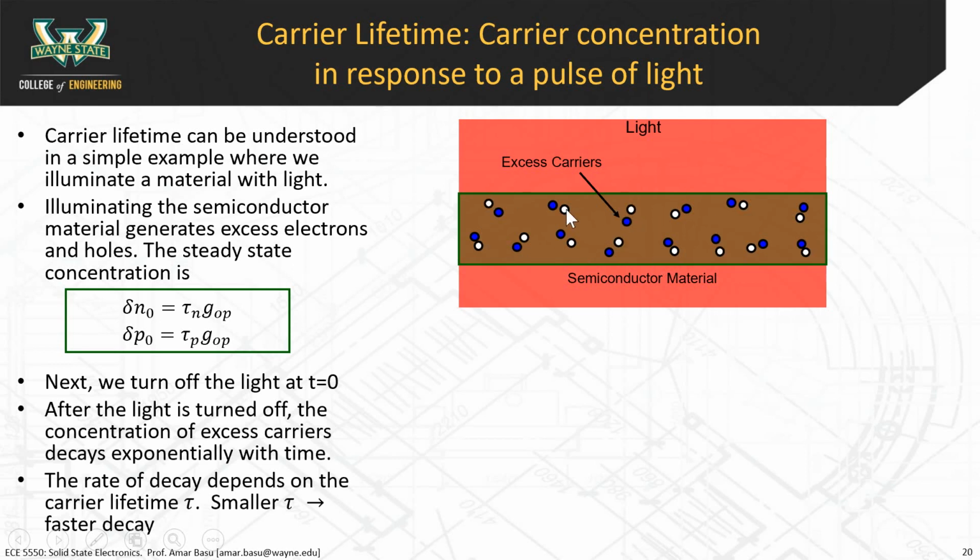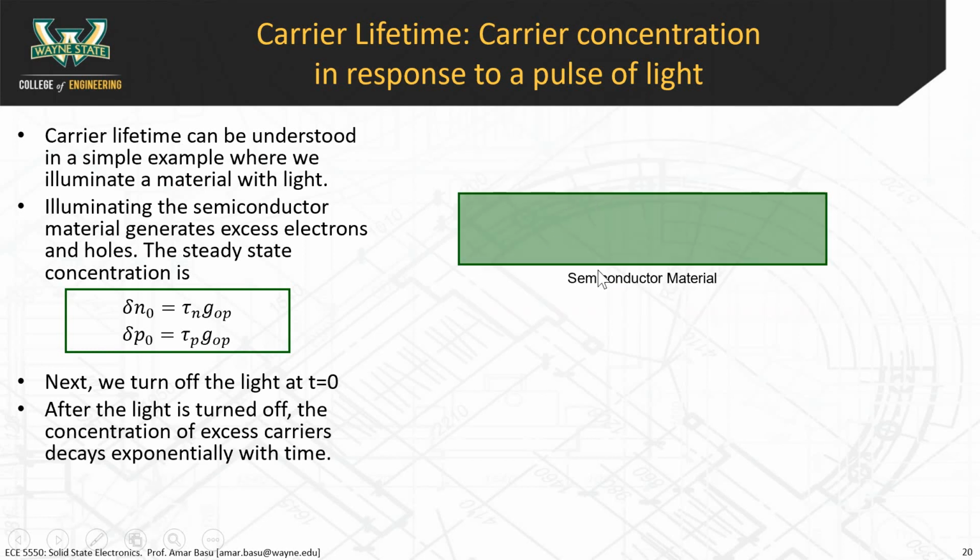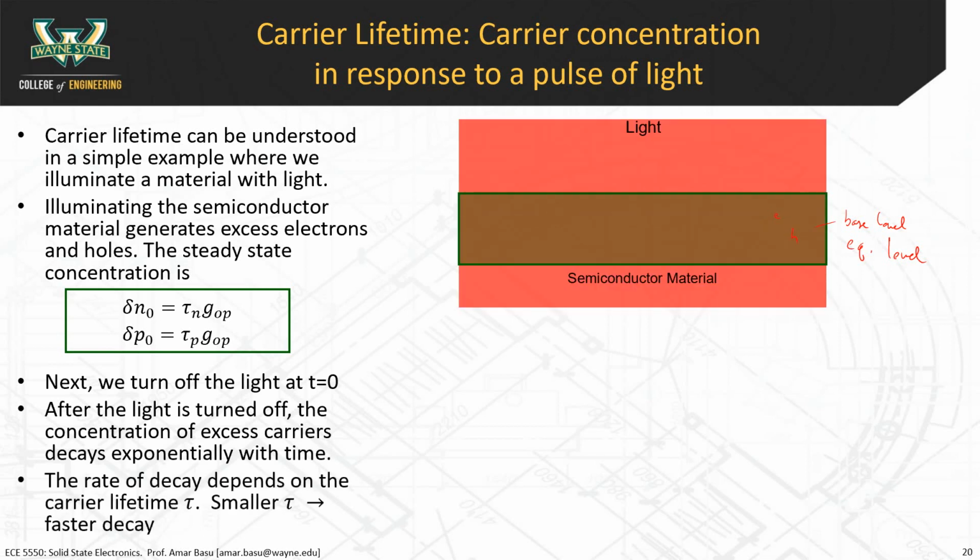Remember, even before you shine light on the semiconductor material, there are, of course, electrons and holes already there, but these are considered the base levels, or the equilibrium levels, of electrons and holes. Let's ignore those for now and look at the excess electron and hole concentration. When you shine light on the material, you're generating additional electrons and holes due to the generation process. That's what's shown here.